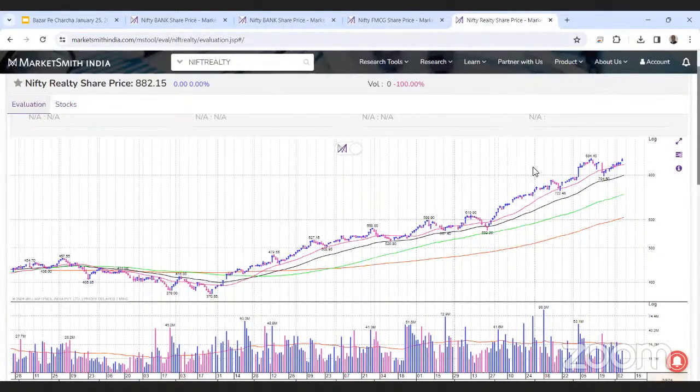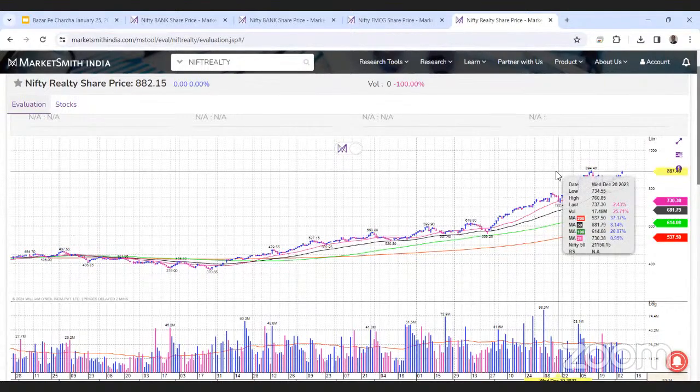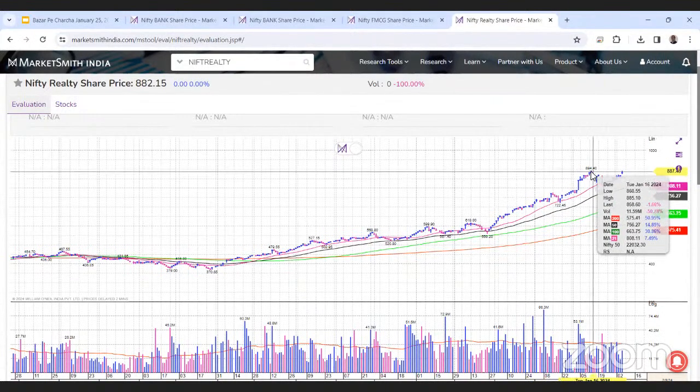Apart from this FMCG, this Realty index. The Realty index is a clear-cut outperformer, I can say, more or less, and it is trending near its all-time high. It has tried to retest the previous all-time high, which was made in mid-January, and yesterday and today, once again on both days it has tried to retest that level, but it failed to cross. And now there is some profit booking happening in the market, especially from a financial perspective.